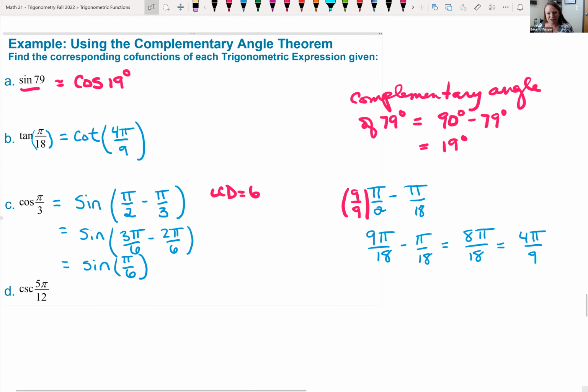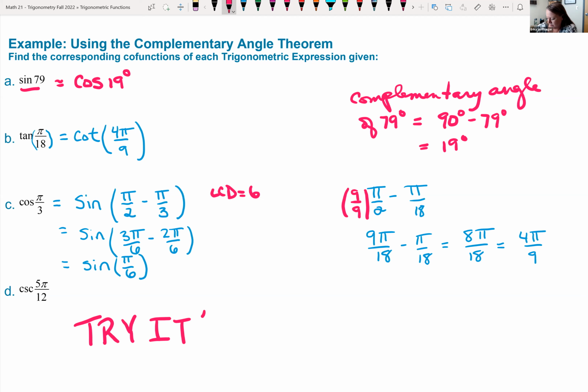Okay, so let me give you a second. Let's throw a try it in there now. Let's have you guys try figuring out what cosecant of 5 pi 12ths is. Find the cofunction of that trigonometric expression, just so you guys can find it easier in the video. So cosecant of 5 pi 12ths is equal to which cofunction?